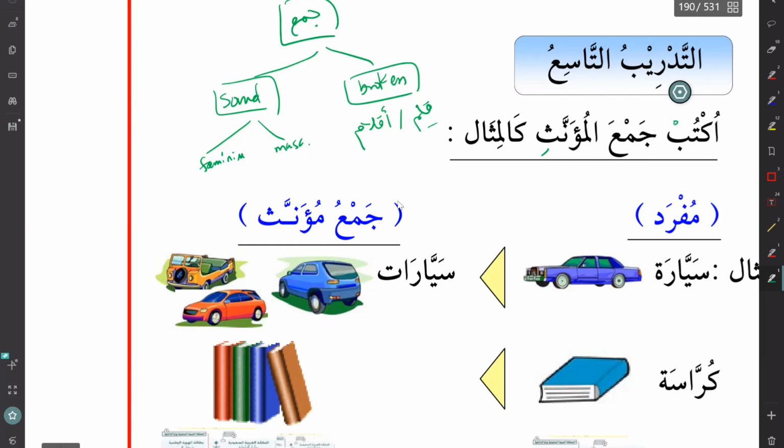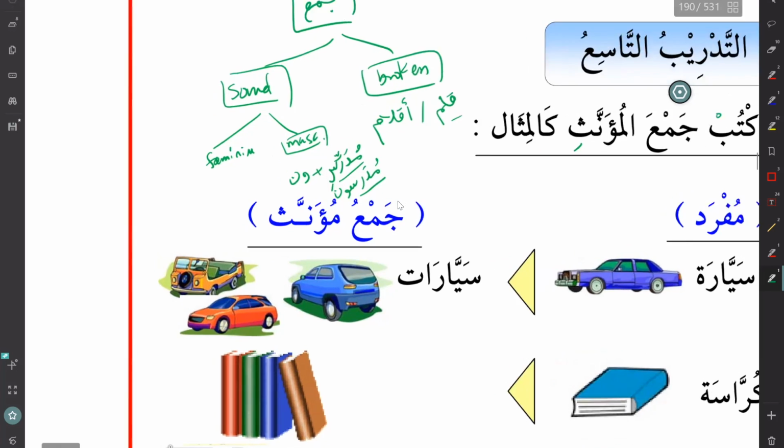The masculine one we've seen before. Remember, we just add waw and noon. So we have mudarris, and we add waw and noon, we have mudarrisuna. You can see that we have the original word intact. We haven't changed anything, so we haven't broken anything, right? The word is there. And we have the same thing with the feminine.